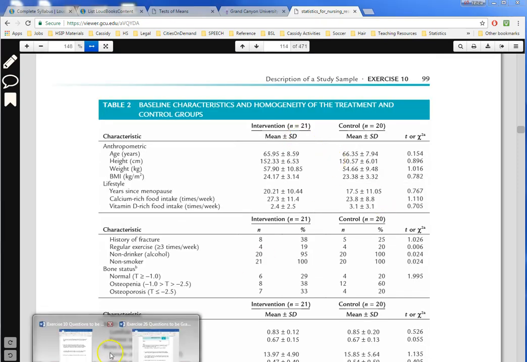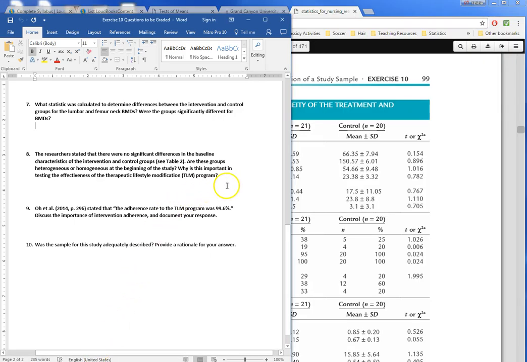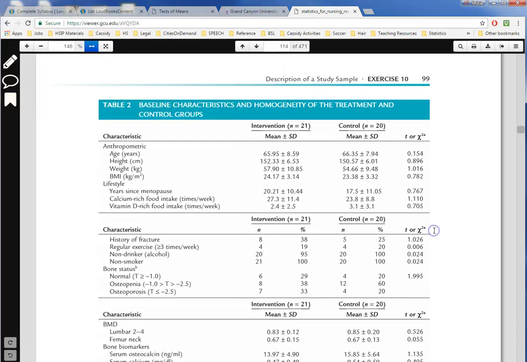Let's look at number 8, see what we need to do there. Number 8, the researchers stated that there were no significant differences in the baseline characteristics of the groups. Are they heterogeneous or homogeneous? So are they similar or dissimilar at the beginning of the study? Why is this important in testing the effectiveness of therapeutic lifestyle modification? So I'm going to look at this and apply this information to see if the groups look similar at the beginning of the study.